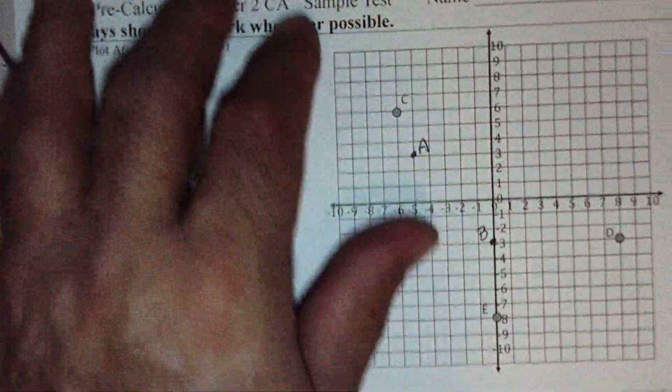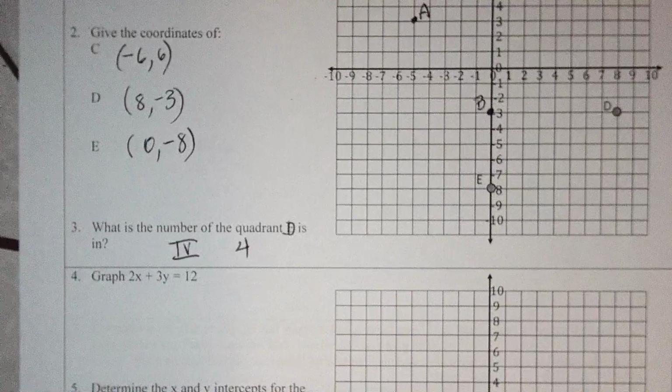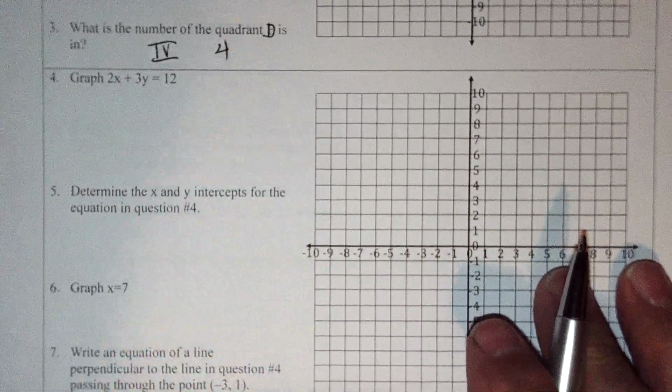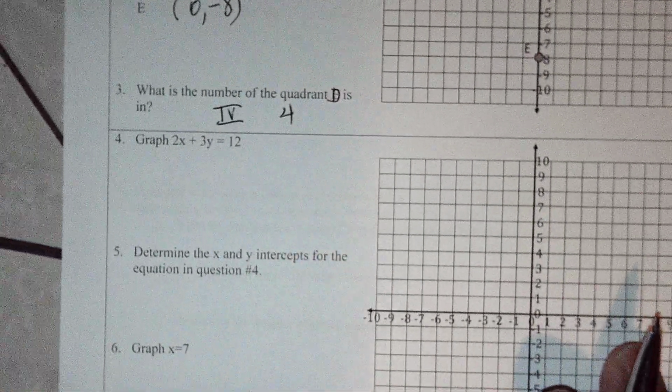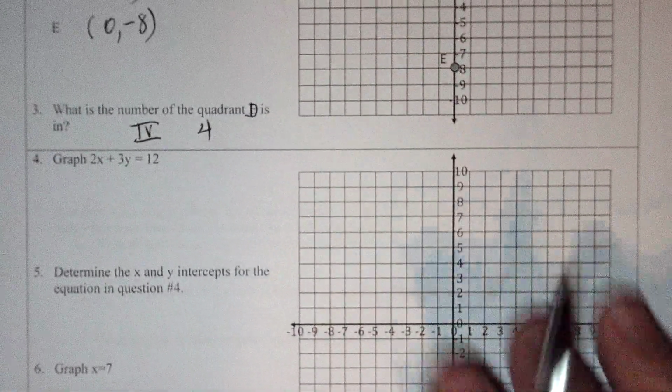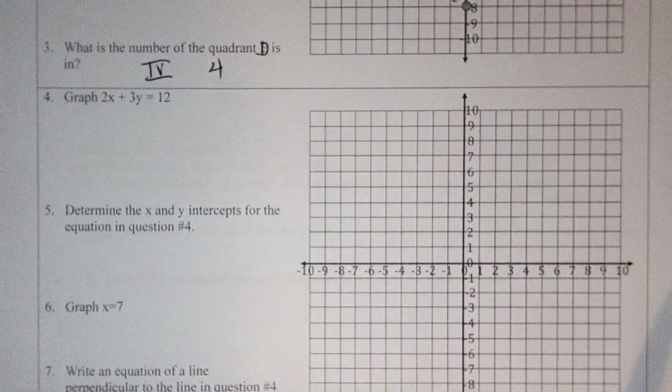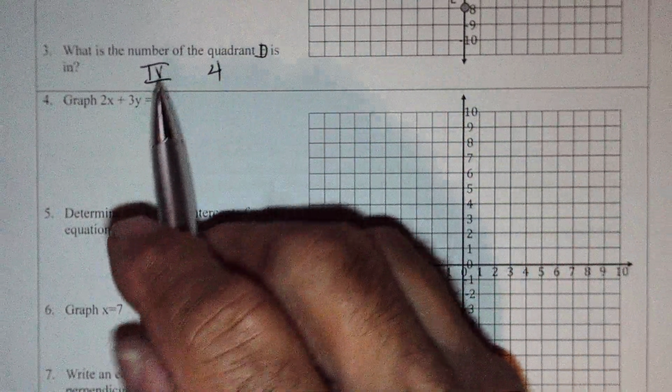Okay. Now some more graphing here. We have to graph 2x plus 3y equals 12. I'm pushing my computer out of the way here so I can get to this.